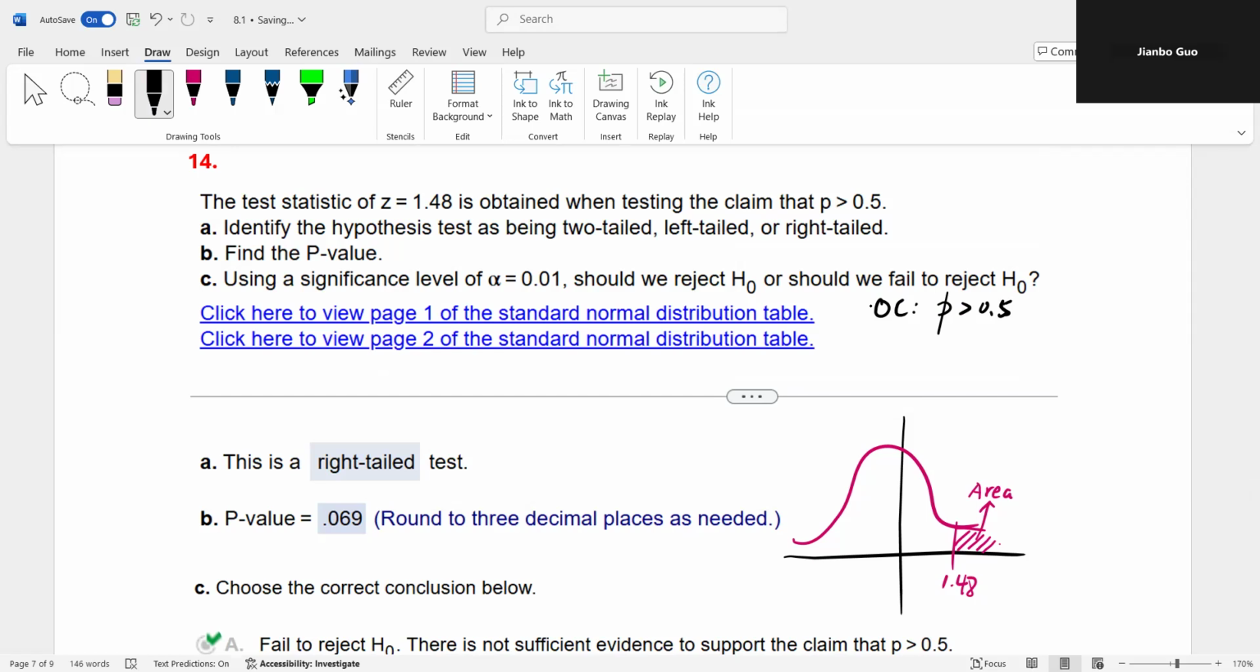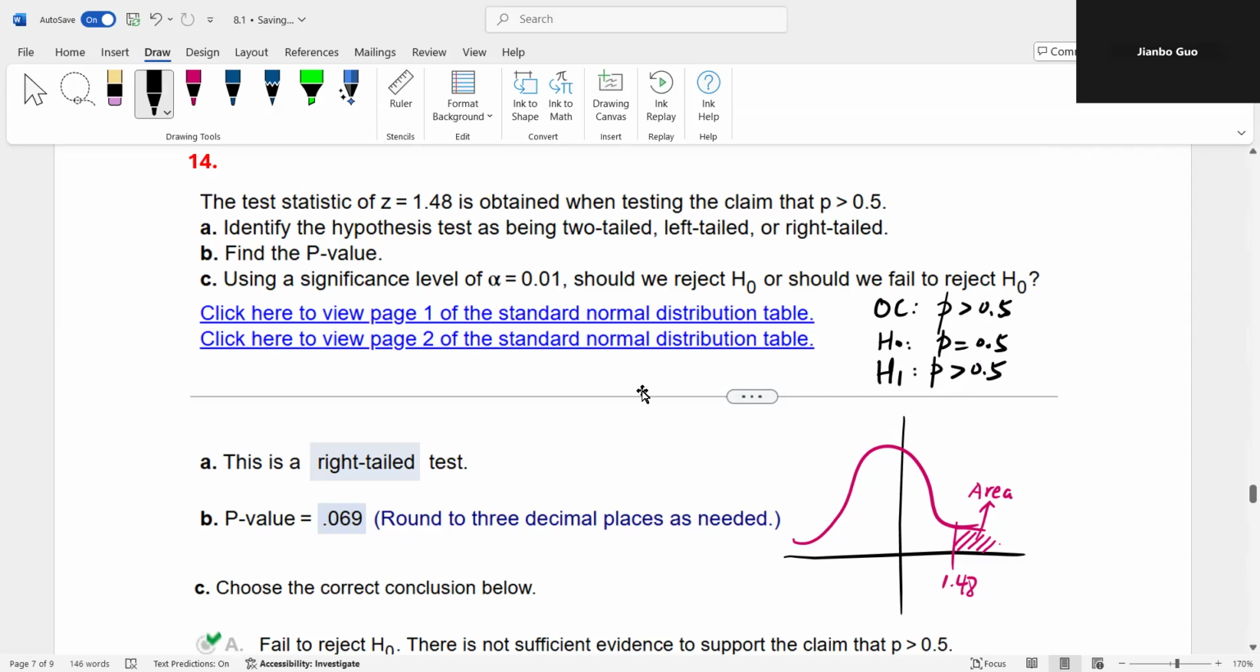Since the original claim does not have an equal sign, and one of the null and the alternative has to be the same as the original claim, we know the alternative is P bigger than 0.5. The null is going to be P equals 0.5. We have this covered in previous problems, I think. The null and the alternative, one of them has to be the same as the original claim, and the null has to have the equal sign in it. So in this case, the alternative hypothesis is the same as the original claim.